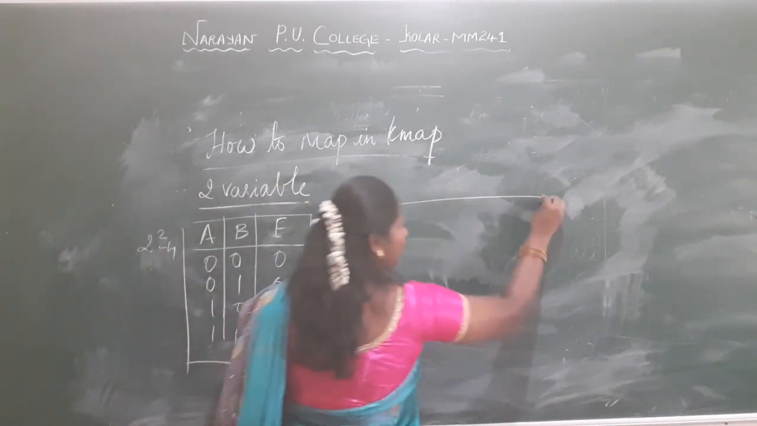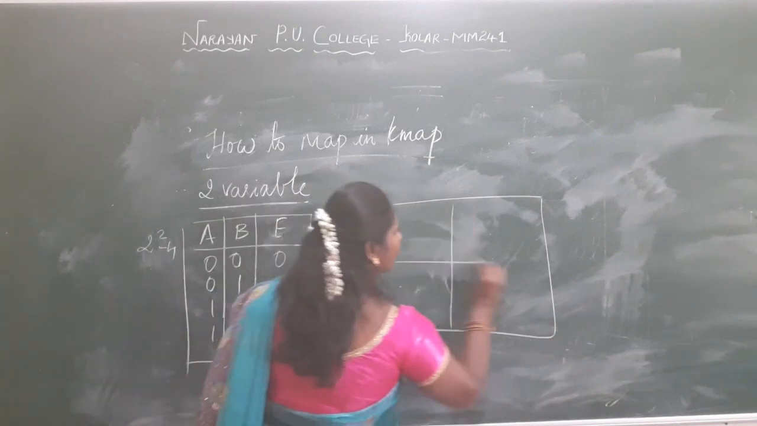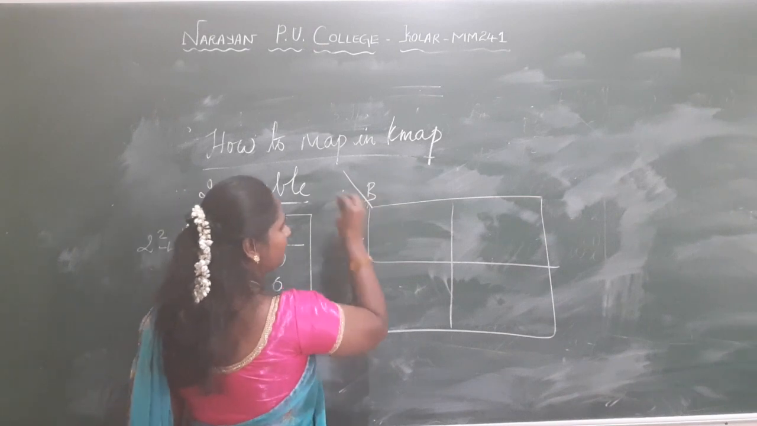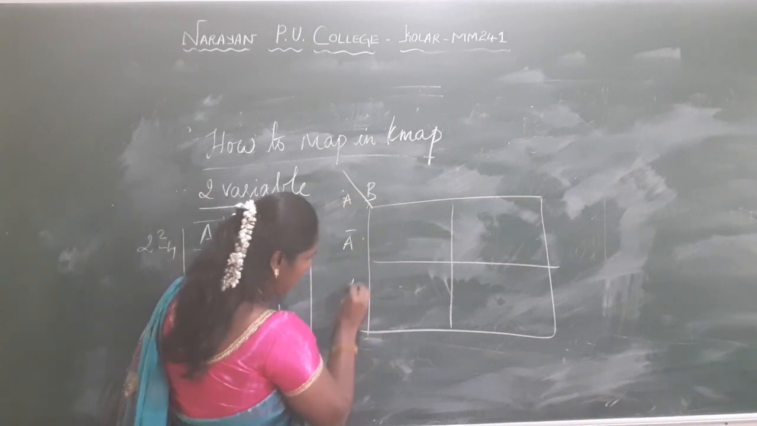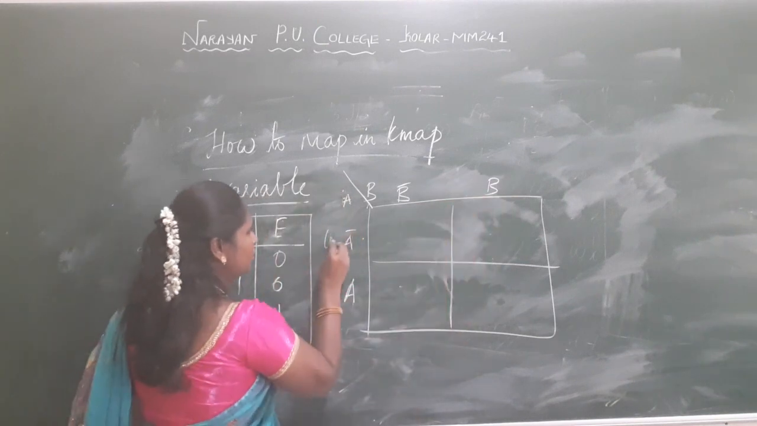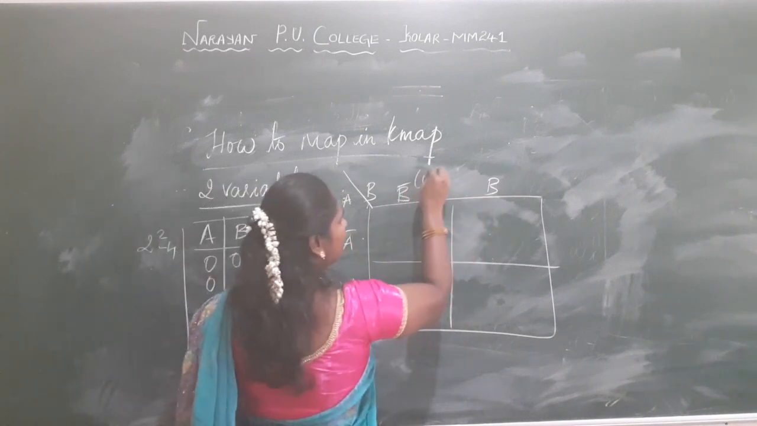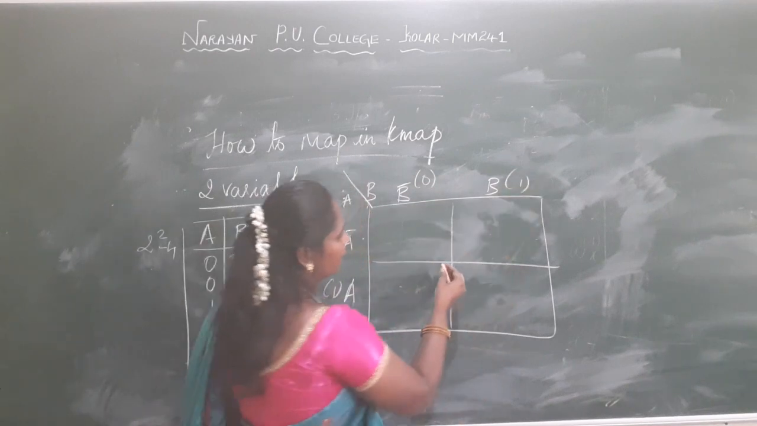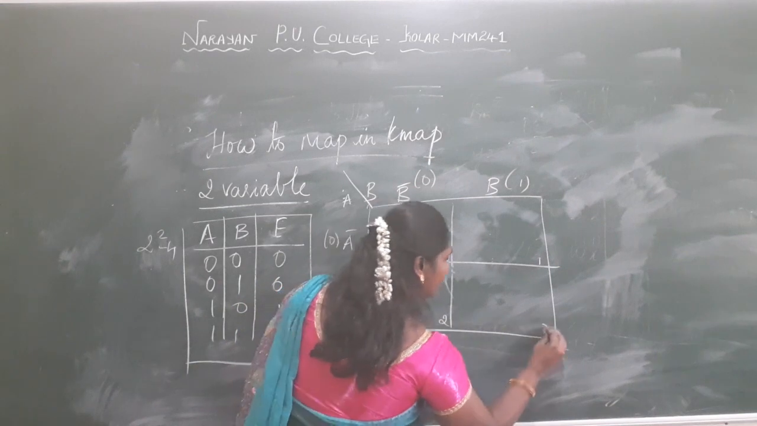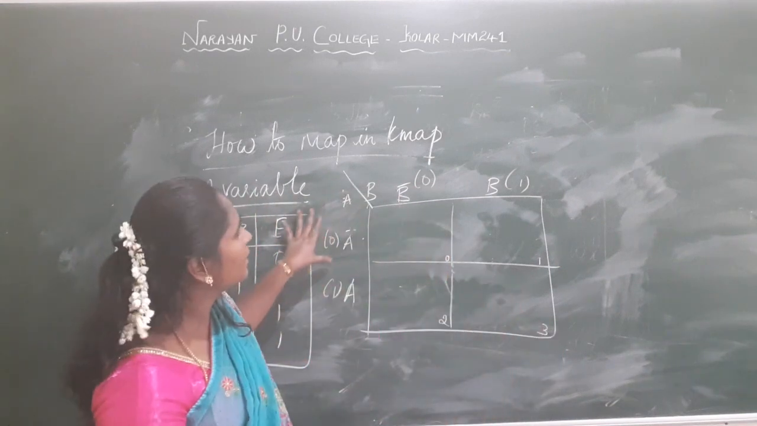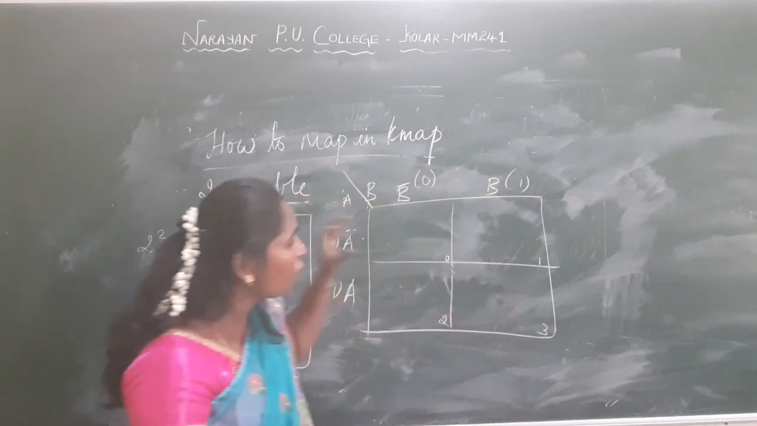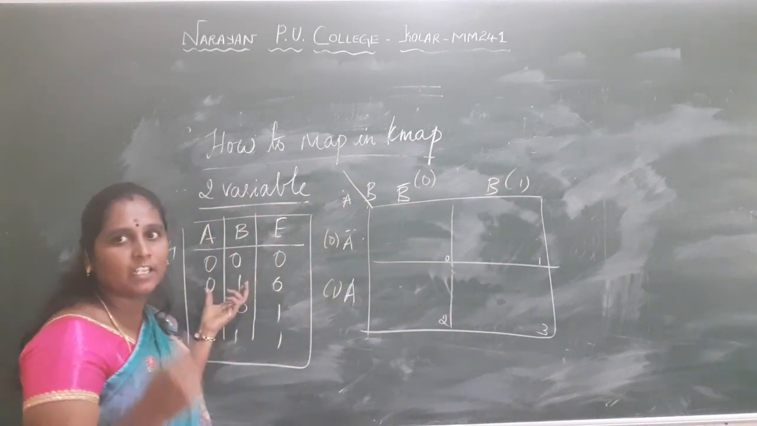For 2 inputs, my variables are A, B. So here A bar, A, B bar, B, which is nothing but 0, 1, 0, 1. The subscripts here are 0, 1, 2, 3. So I have represented the given expression in the form of a K-map. Now you have to represent the output ones.